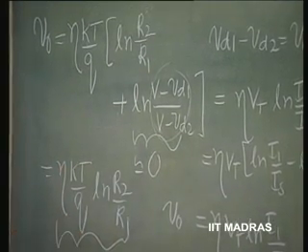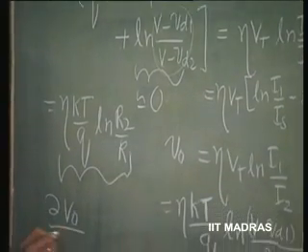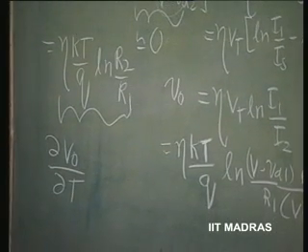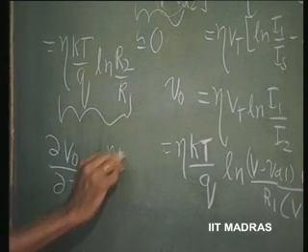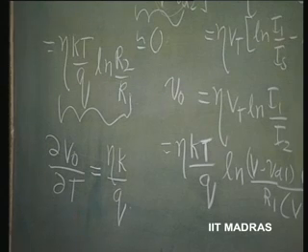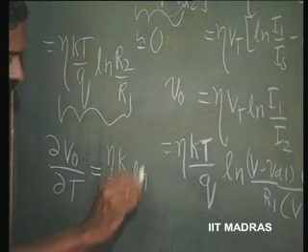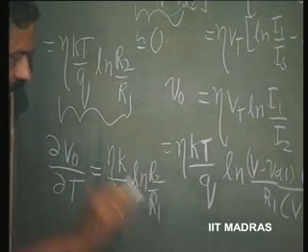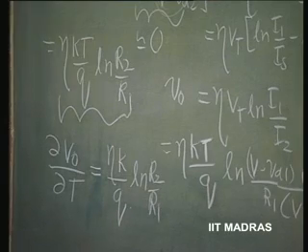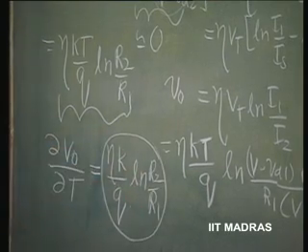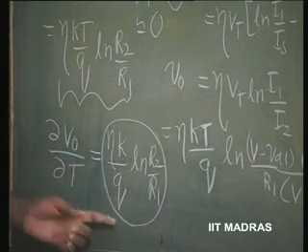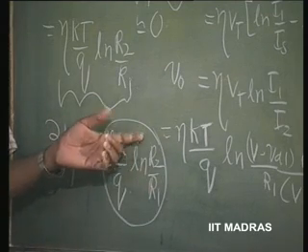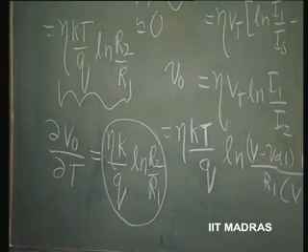What is the sensitivity? Delta V naught by delta T is called the sensitivity of this transducer to temperature variation. This is nothing but eta K over Q into log R2 by R1. So, this is an important factor which you can fix depending upon what you want. By selecting R2 by R1 appropriately, you can fix the sensitivity of this as a very good temperature transducer.